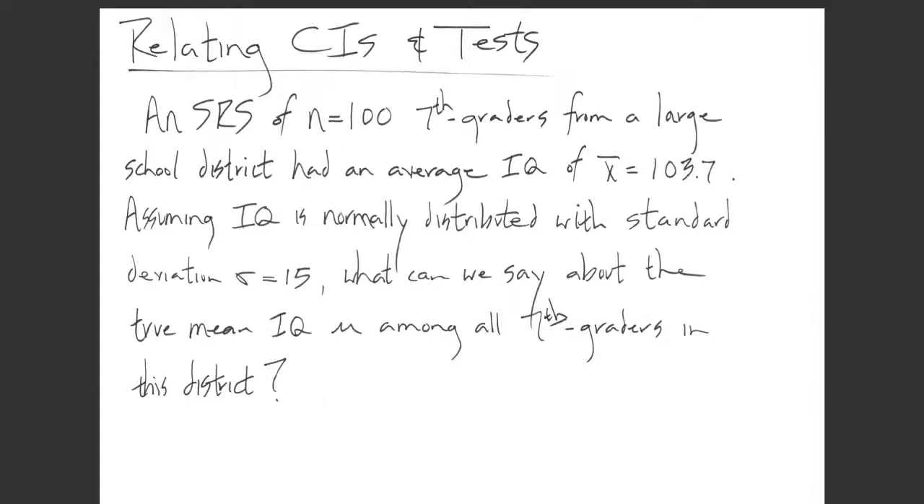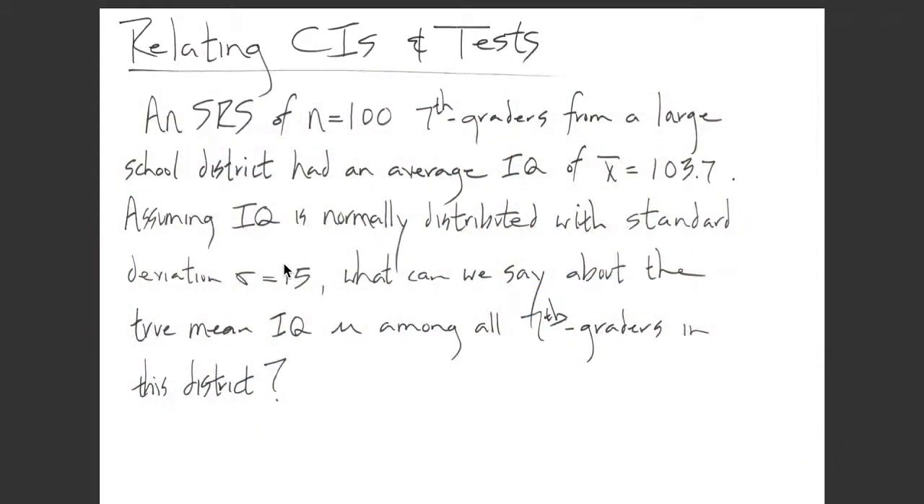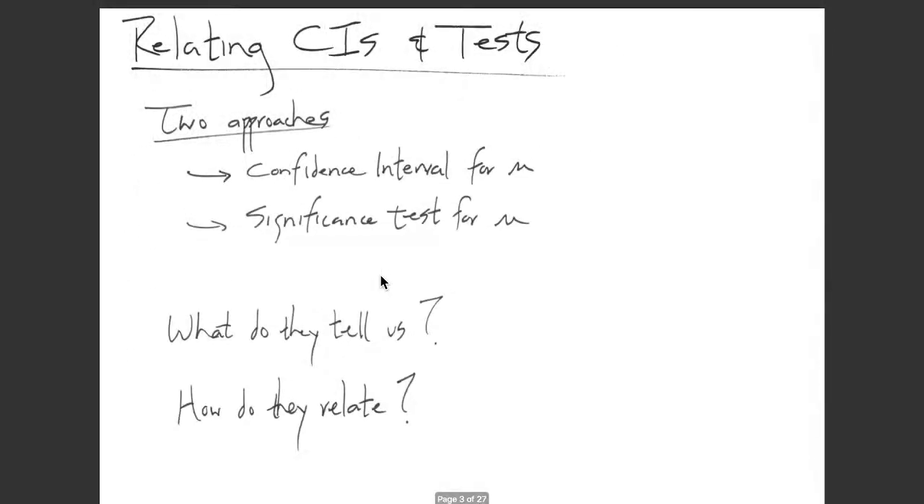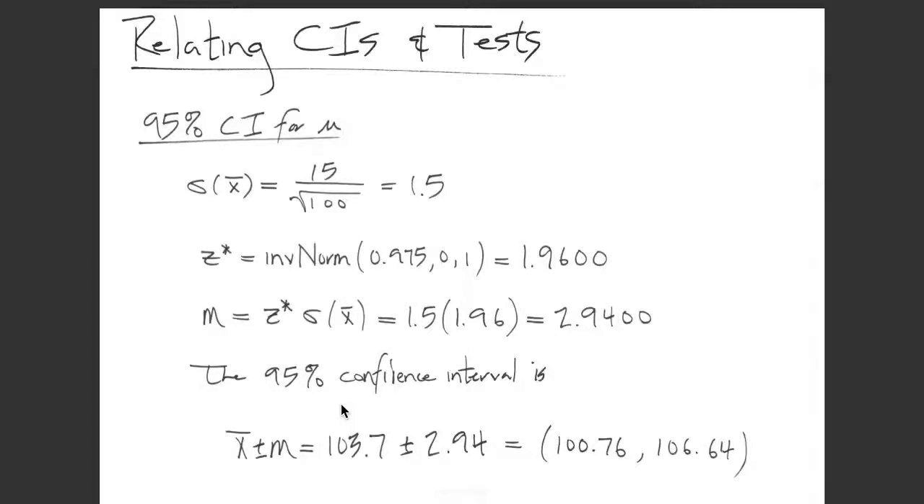So the two main mechanisms we have for saying something about a population mean given sample data are confidence intervals and significance tests. A confidence interval estimates the true mean with an interval, and a significance test evaluates evidence for and against claims about a population mean mu. So in this situation, let's start by looking at both of those things and asking ourselves, what do they tell us and how do they relate? So let's start with a confidence interval.